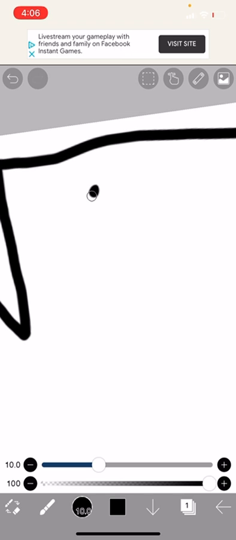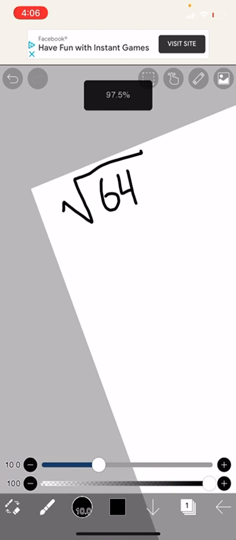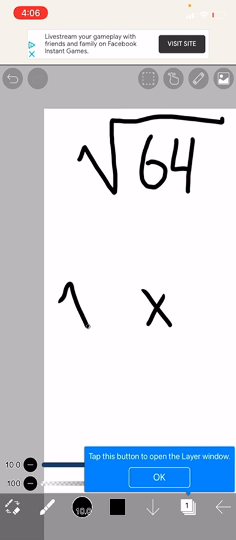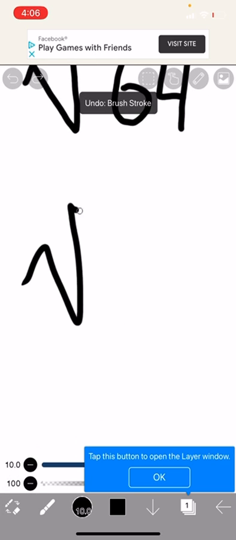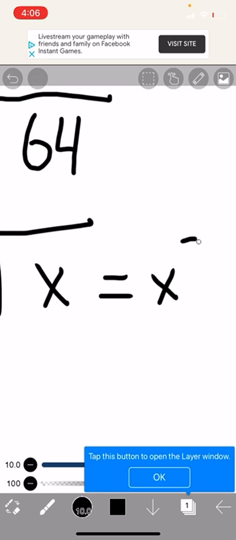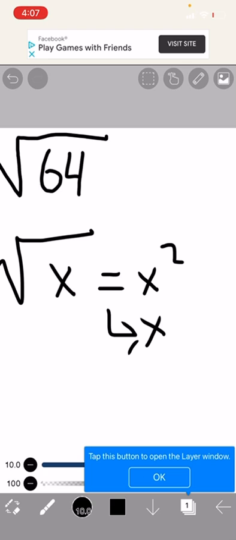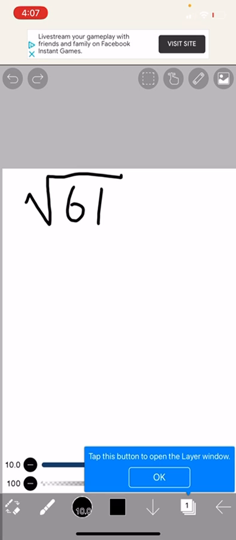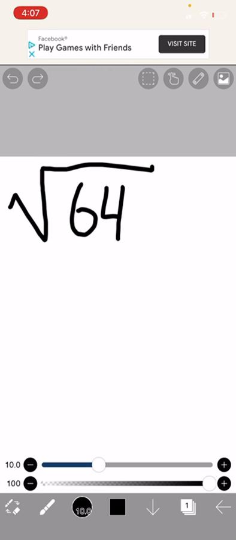Say we want to find the square root of 64. Well, the square root of x equals x squared, so then you'll just write like x. So that's basically what it is. If we want to find the square root of 64, we have to find the number that we can square to get 64.